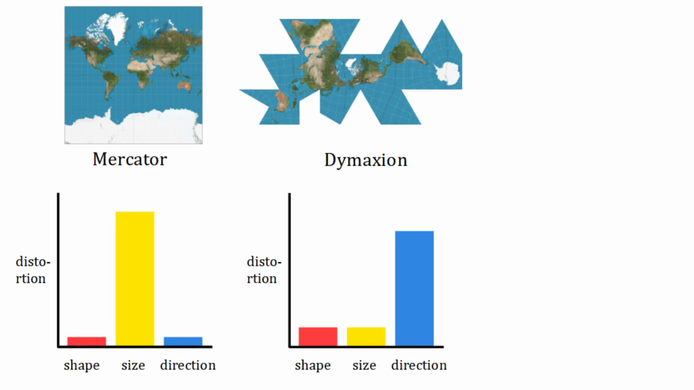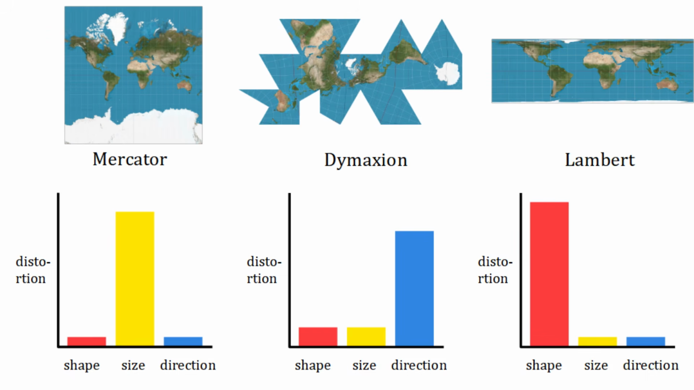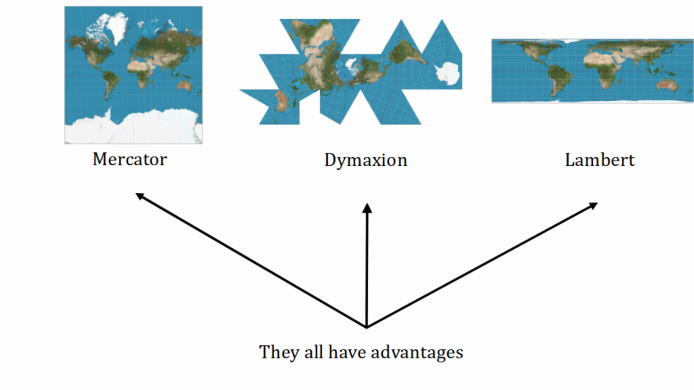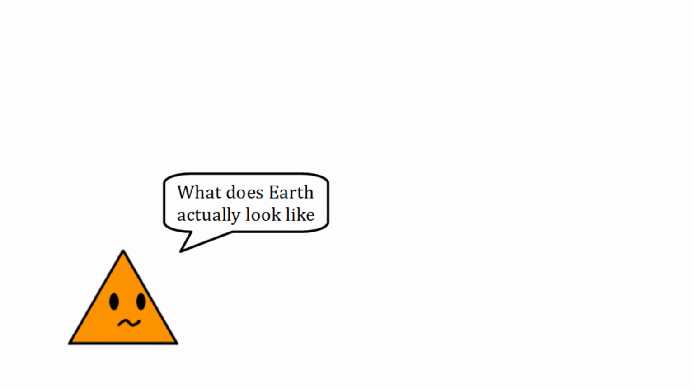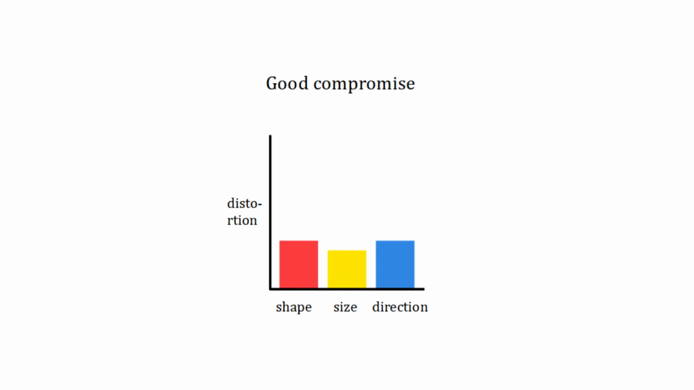The third extreme is the Lambert projection, which minimizes size and direction distortion, but has some of the worst shape distortion possible. These three maps all have their own unique advantages, but for general use maps, they're not that good. That's because the purpose of general use maps is to help people understand what the Earth really looks like. For that reason, the best approach is to distribute the distortion evenly across these three categories.